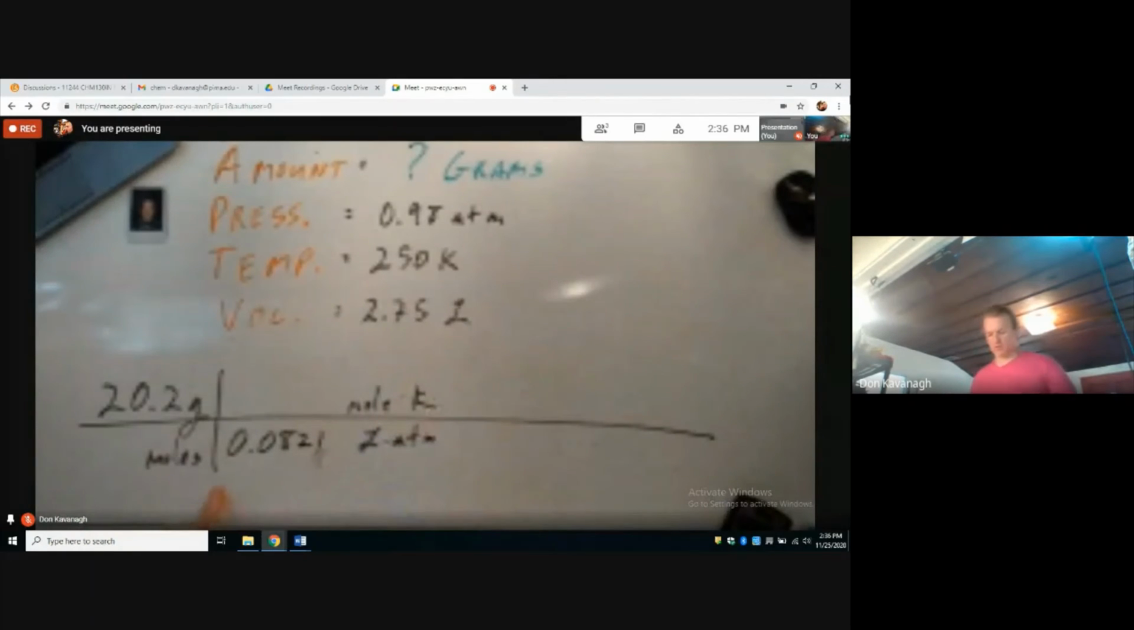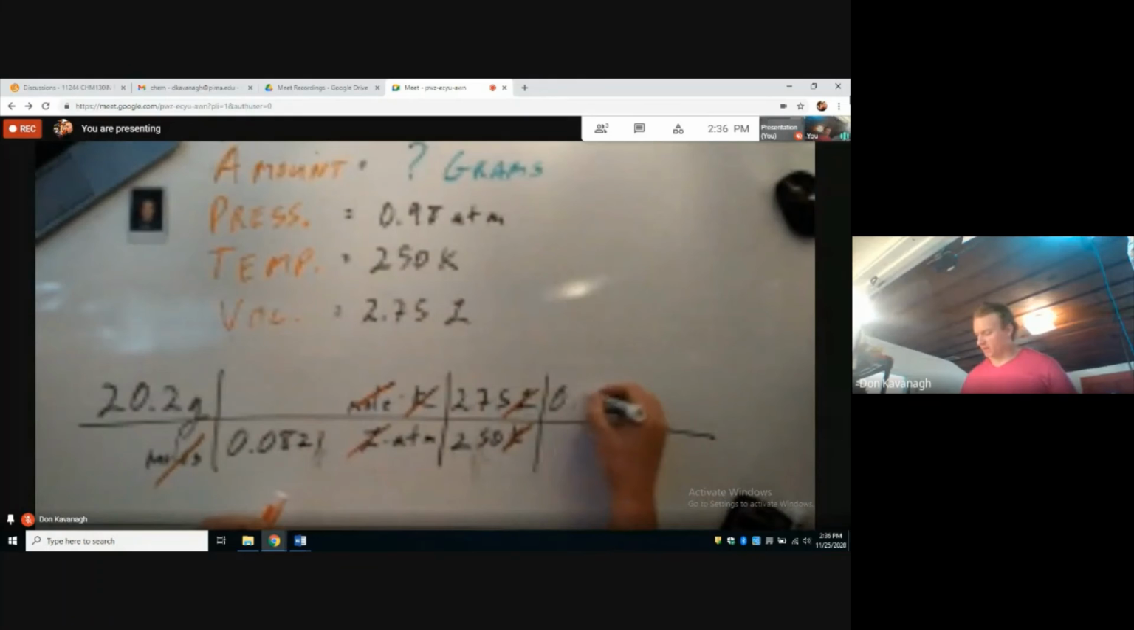This version or arrangement of the ideal gas constant cancels out moles. Now we need to cancel out temperature, liters, ATM. Temperature first. Let's put this on the bottom: 250 Kelvin, because that top cancels out the bottom. The volume to cancel out, 2.75 liters. Now our liters cancel. Finally, our pressure needs to go up here, 0.98 ATM.